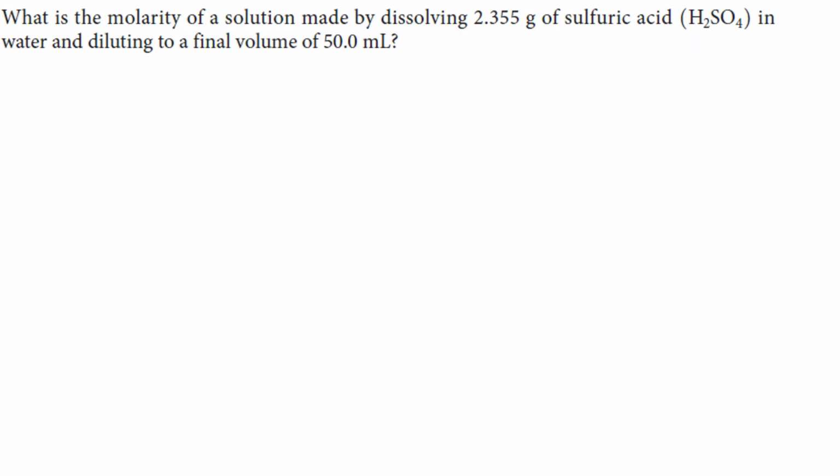So calculating concentration. What is the molarity of a solution? So it's asking for concentration. Made by dissolving 2.355 grams of sulfuric acid in water and diluting to a final volume of 50 milliliters. Okay, so final volume. So this indicates that it's the solvent plus solute. And we're given mass. Well, we know what to do with mass. Molarity, concentration, is equal to moles per volume.